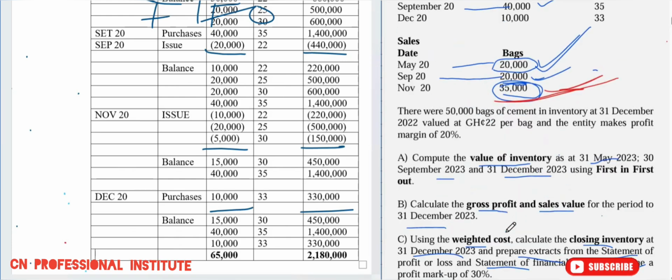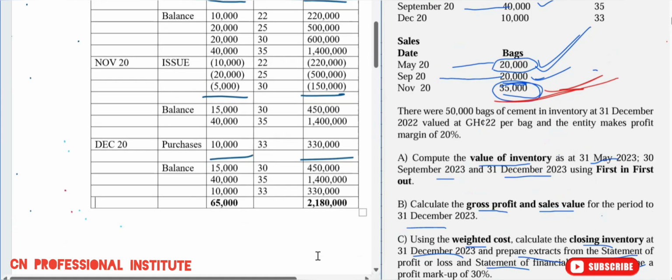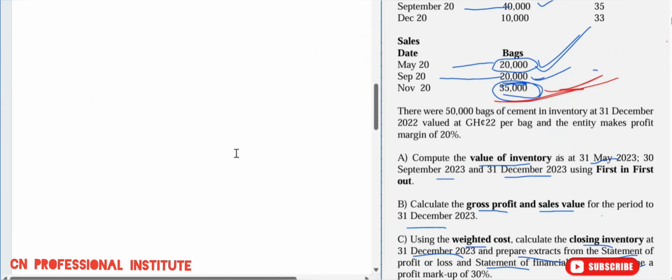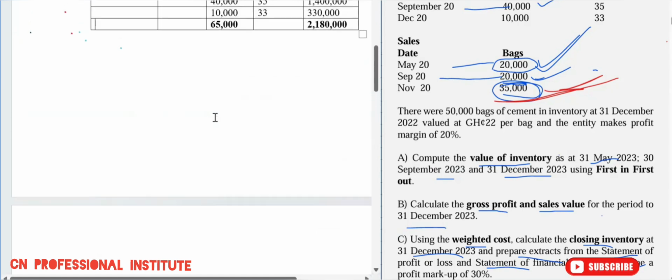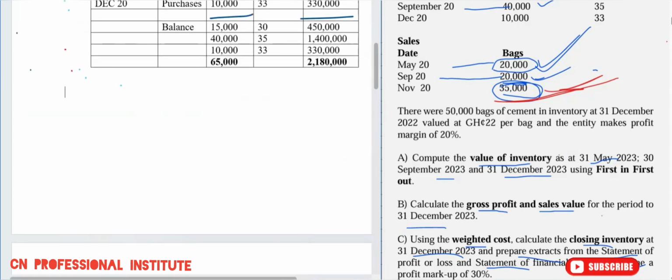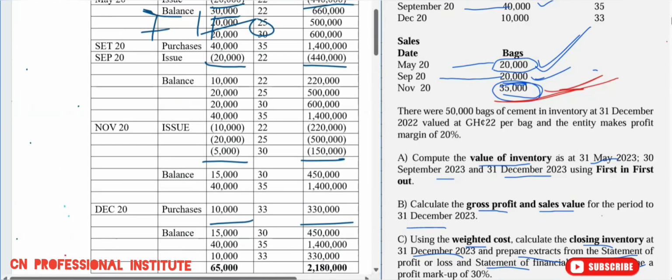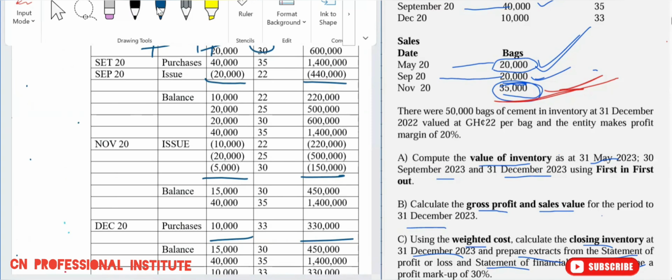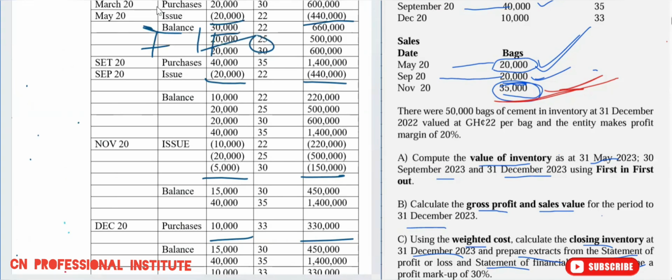Let's go. So we are done with the A. Let's go and do the B. B is saying we should calculate the gross profit. Now, before we calculate the gross profit, let's get our cost of sales. So for cost of sales, I think we are going to add all the issues, right? We have to add all the issues here.